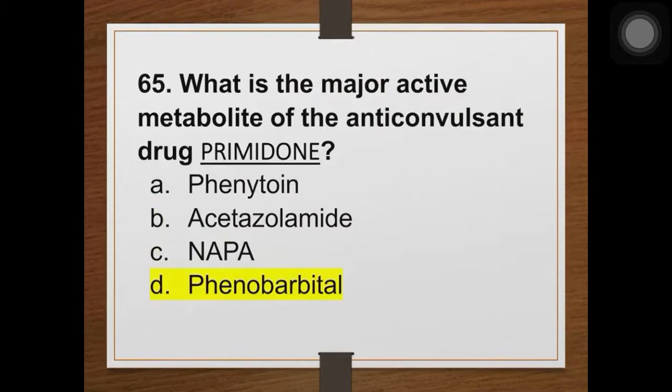Number 65, alam ko nakukulitin na po kayo, what is the major active metabolite of the anticonvulsant or anti-epileptic primidone? Anticonvulsant, anti-epileptic, this is used to treat seizure. One of the metabolite of primidone is phenobarbital. Correct answer is 65, letter D.